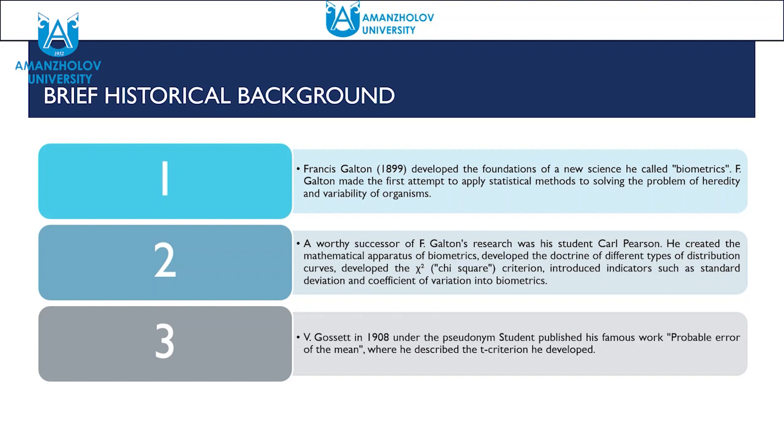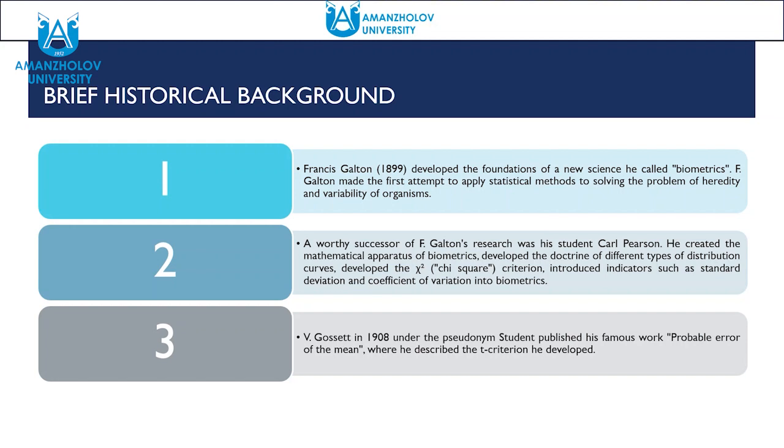It should be noted that the research of Galton and Pearson at first did not receive recognition from the scientific community, and their articles were even refused publication in leading scientific journals. Therefore, in 1901, Pearson was forced to organize the publication of his own journal, Biometrika, which still exists and is considered the most authoritative publication in its field.